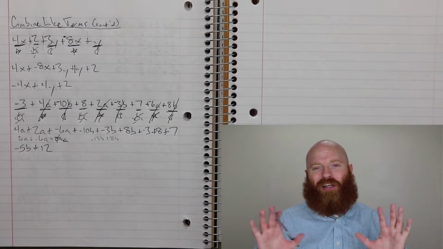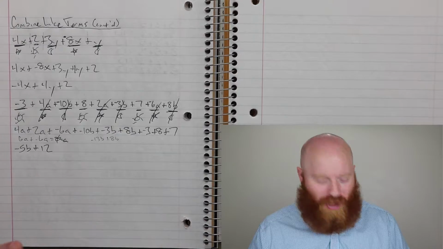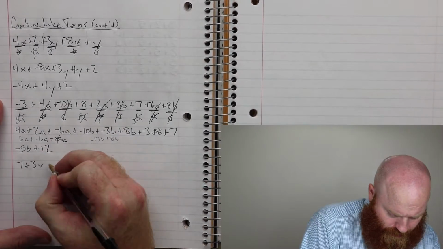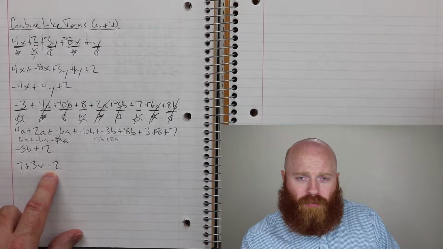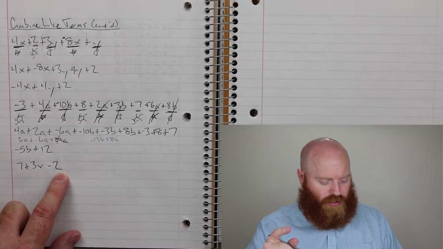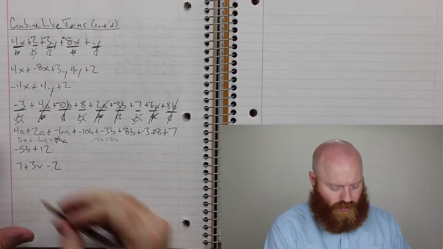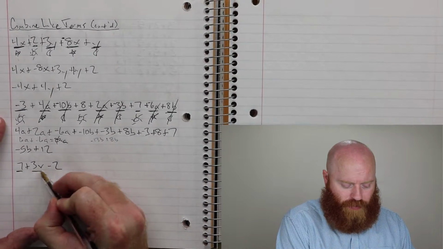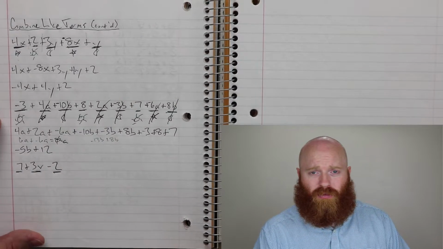Okay, let's back off. So do a couple small ones. This time I think I'll actually do a small one. 7 plus 3V minus 2. You know how to do this. Identify the terms. Everything in between a plus, minus, or equal sign. 7 is a term, 3V is a term, and 2 is a term.